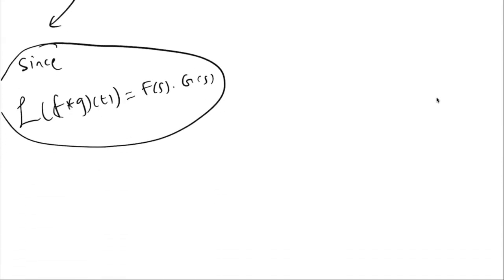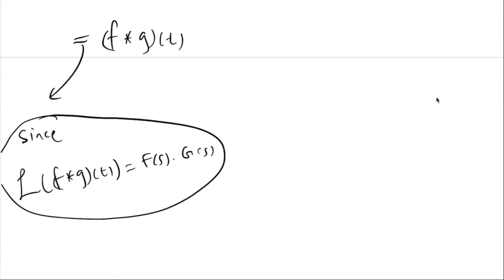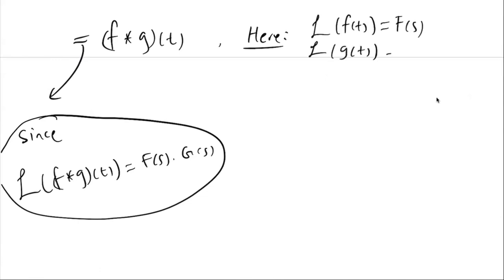So here, the Laplace transform of f of t is equal to capital F of s, and the Laplace transform of g of t is equal to capital G of s, which is 1 over s squared plus 1. And the Laplace transform of which function is 1 over s squared plus 1? Sine t, according to the table. Therefore, g of t is sine t.